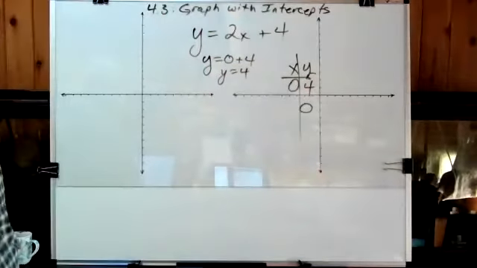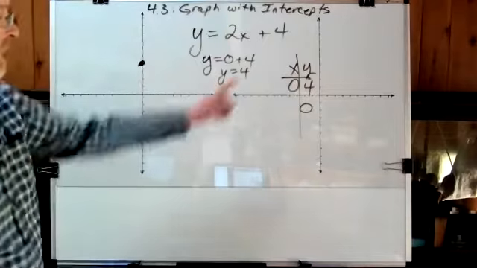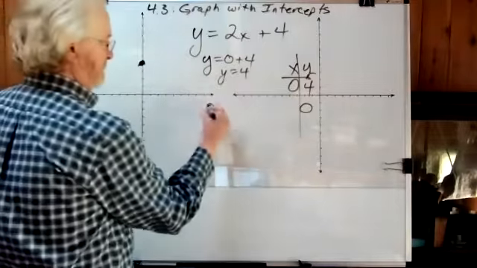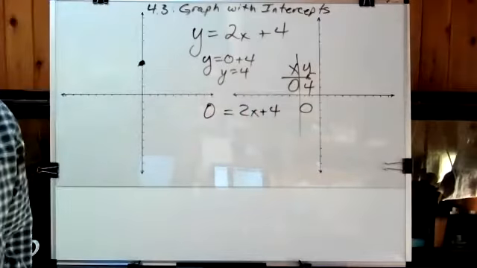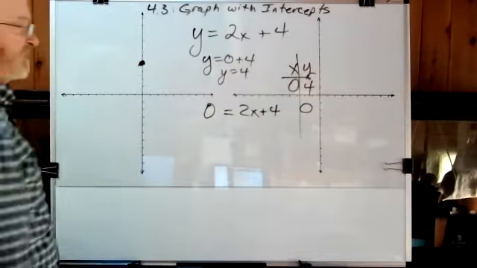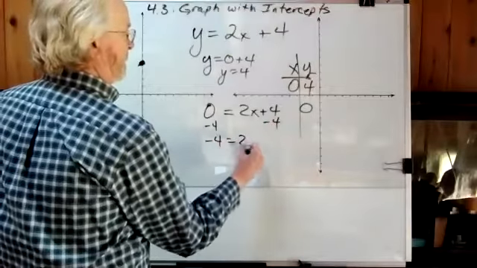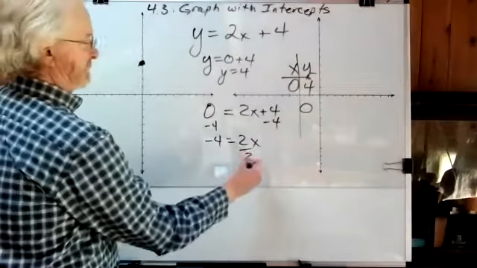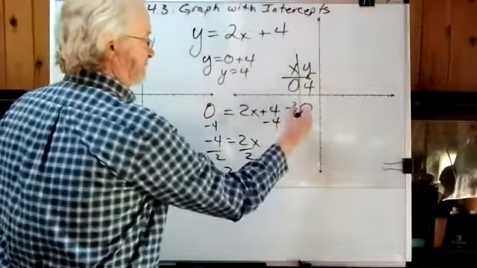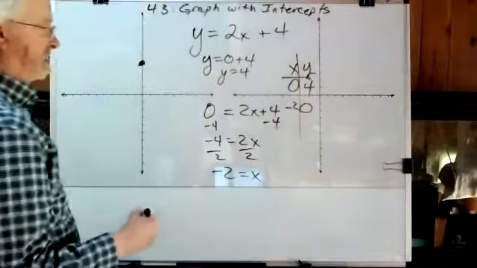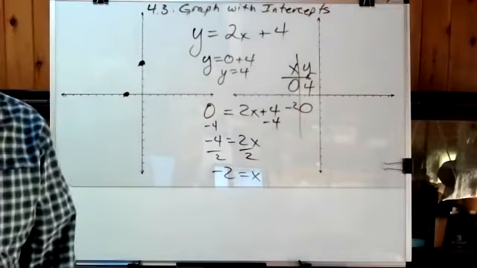All right, there's one of the intercepts, (0, 4). Now, if y is 0, I've got to solve for x. Got to move things around, right? Subtract the 4. Divide by the 2. x is negative 2. So when x is negative 2, then I have a y value of 0.